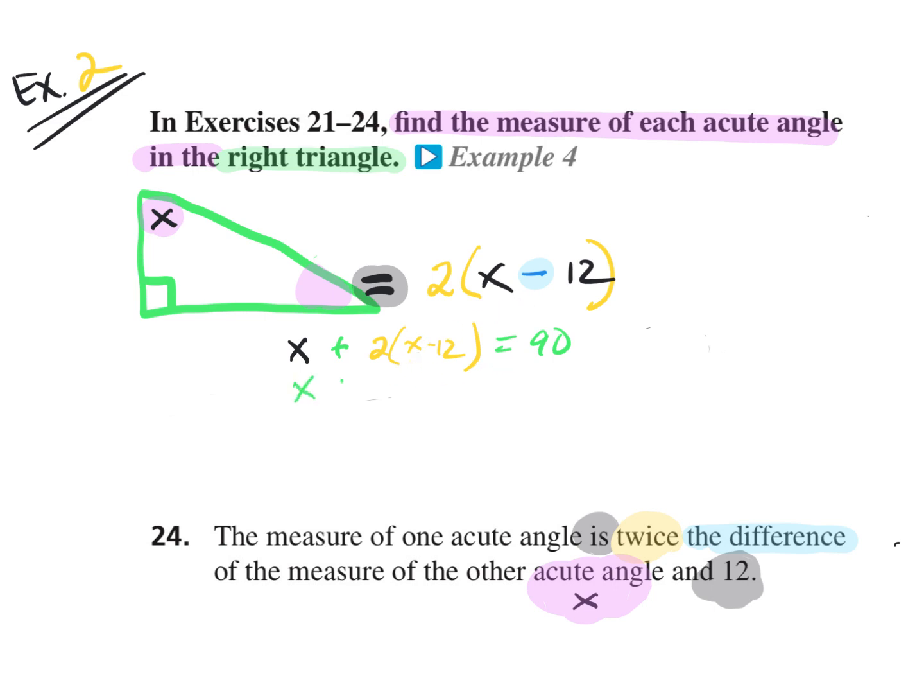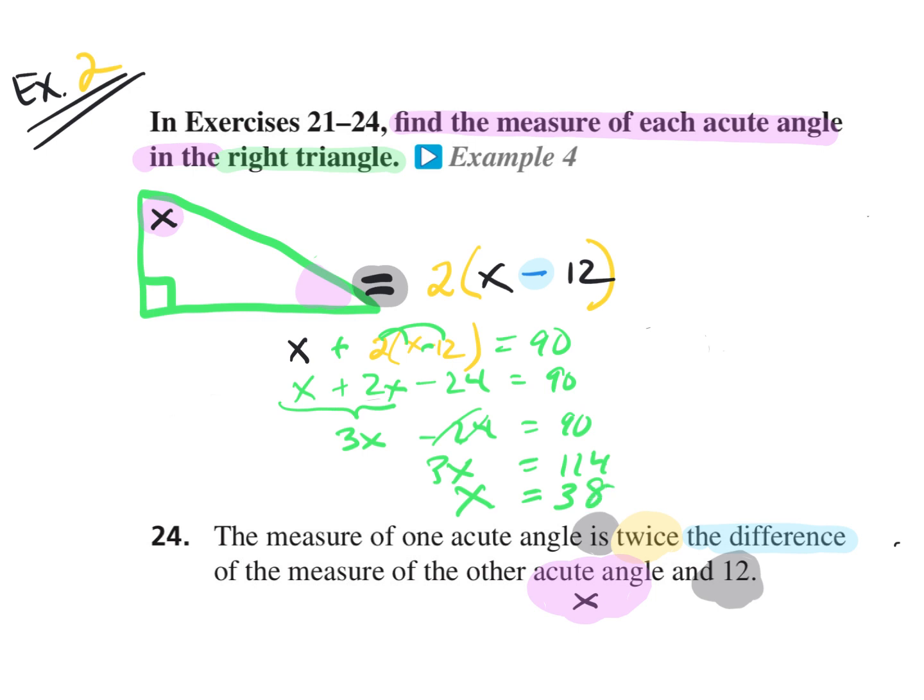So we have x plus 2 times x minus 2 times 12. Combine our like terms. x plus 2x is 3x. Let's add 24 to the left. We'll also add 24 to the right. And then we'll divide the left side by 3, and we'll divide the right side by 3.